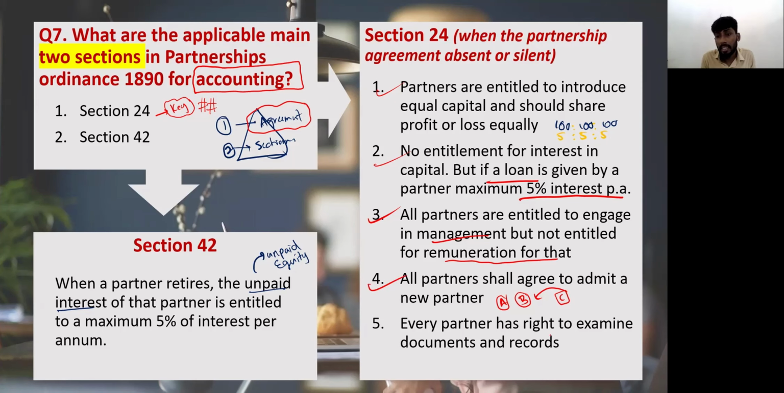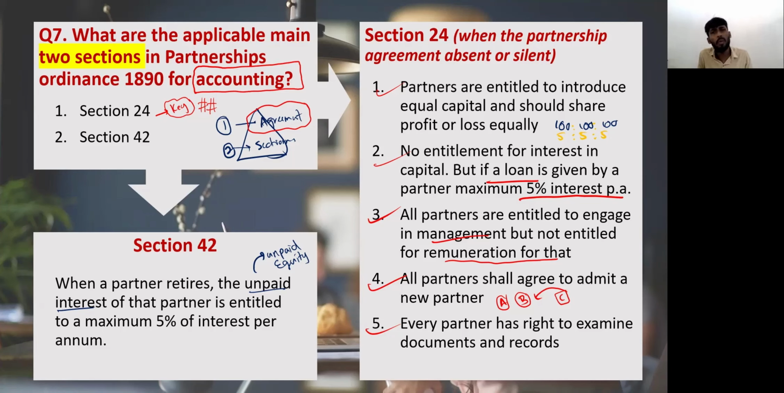Then every partner has the right to examine documents and records. Yes, every partner has contributed to the capital, no? So every partner has the right to see the accounting records and any other records of the partnership. So here I have mentioned 5 key things. There are some more also, but these key things will help you to tackle the exam questions.